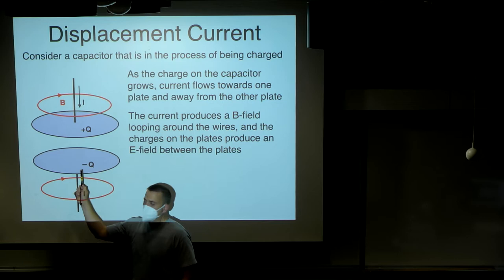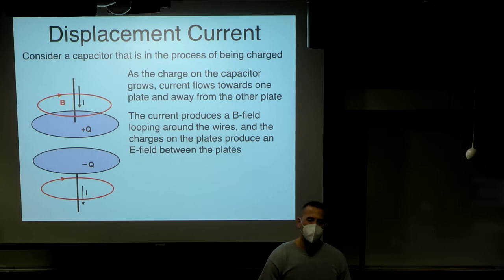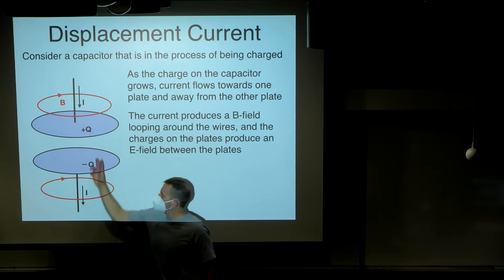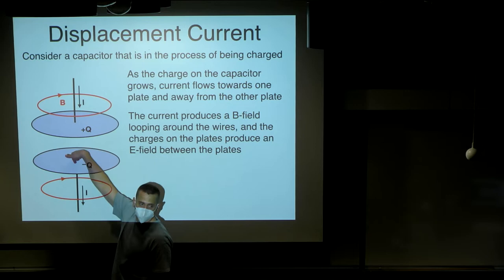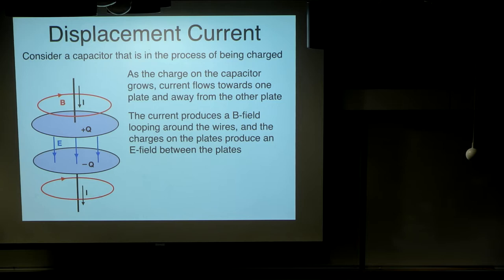If I have a plus Q on this plate and a minus Q on this plate, I'm going to have an electric field in between the two plates. Which way, can you guys tell me, does this electric field between the two plates point? It's going to point down, right? It's got to point away from the positive charge towards the negative charge. We know that's how it works. So let's indicate that E field right here on the slide like this, okay?